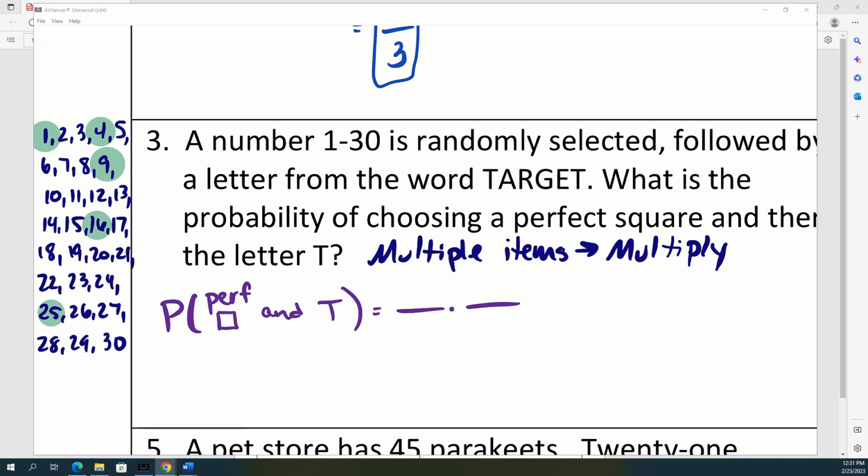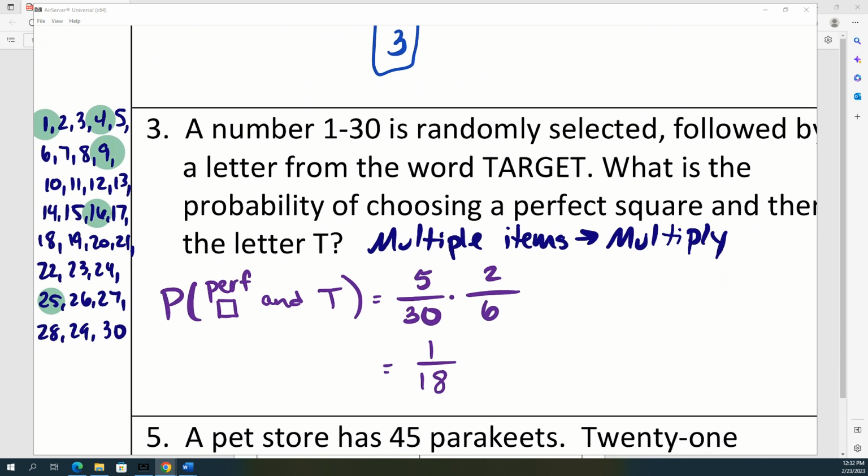Okay, so that is 5 perfect squares out of 30 total numbers. So the probability of getting a perfect square is 5/30. And then what about selecting T from target? 2 out of 6. Very good. Right, and if this is on the multiple choice part, which it would be if I put one like this on the quiz, then you would want to multiply that together and let your calculator reduce it for you. All right, multiple items, multiply.